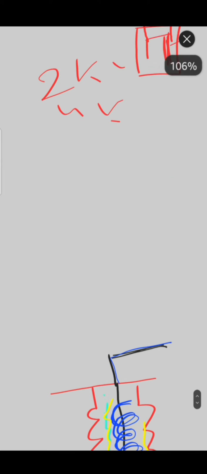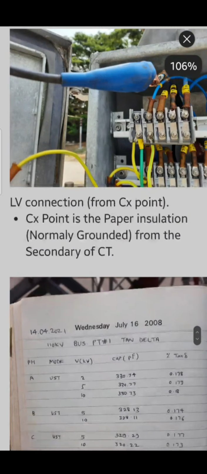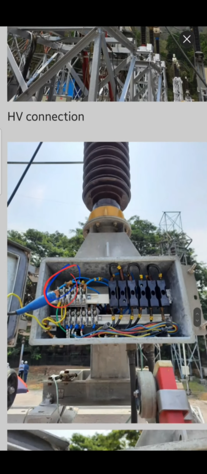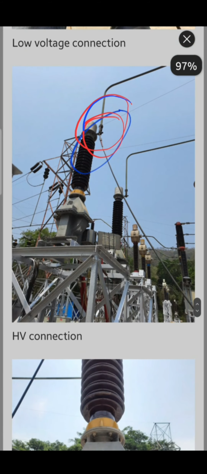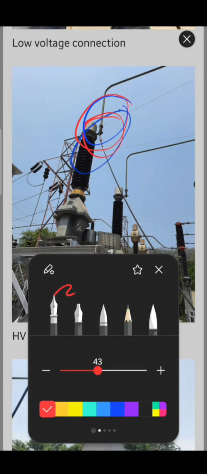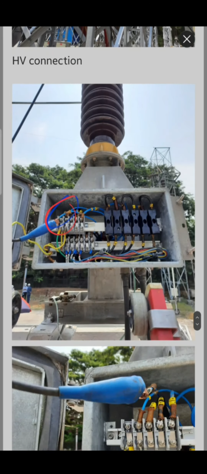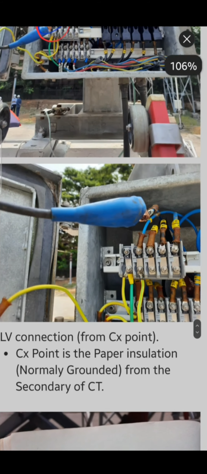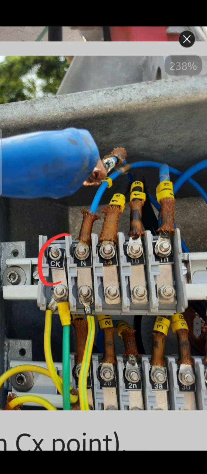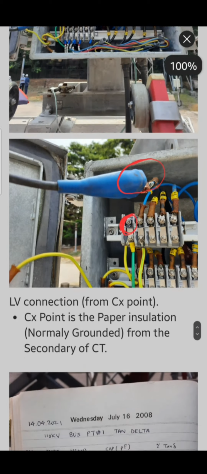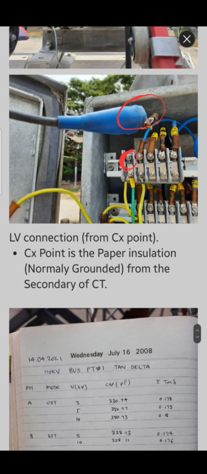Now we come to the image. See, on the HV side we have seen that the connection has been made. On the secondary side, you can see this is the tan delta point connection. This is the tan delta point where it is connected. So we remove this tan delta point or CX point from its terminal, and we connect the kit to this. You can see this. We connect this from the CX point or tan delta point of the CVT. The connection has been made. So this is the LV connection.